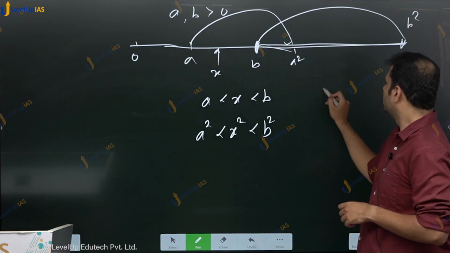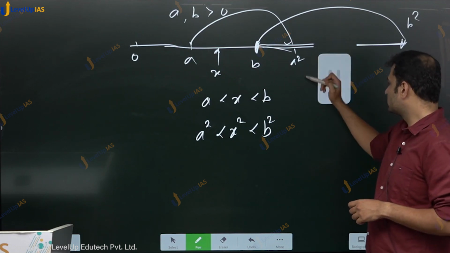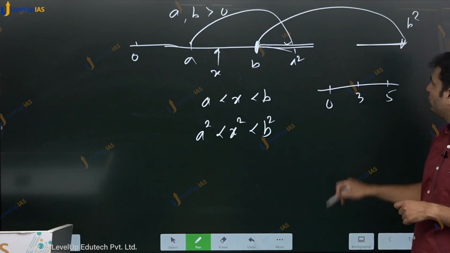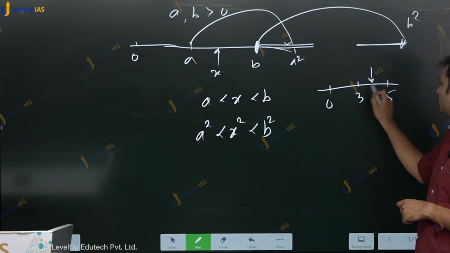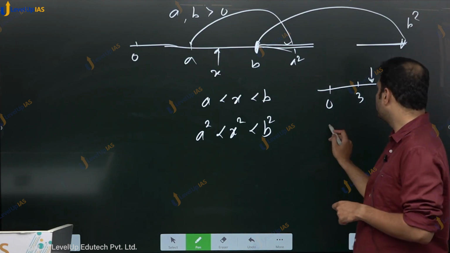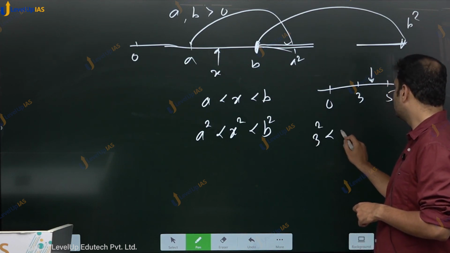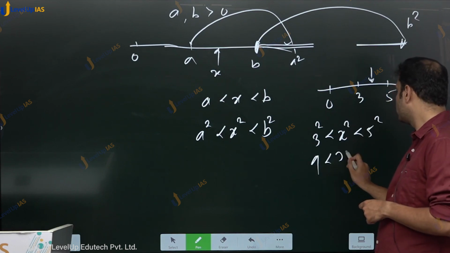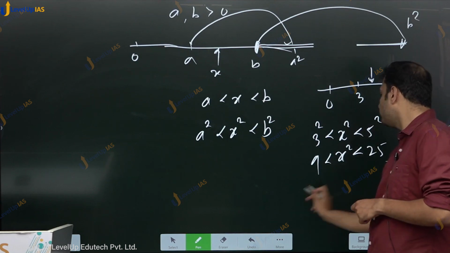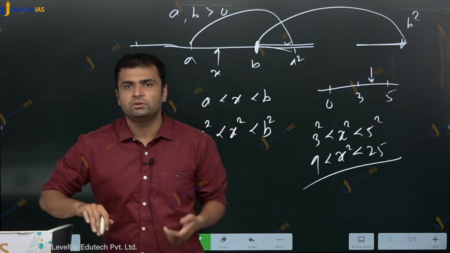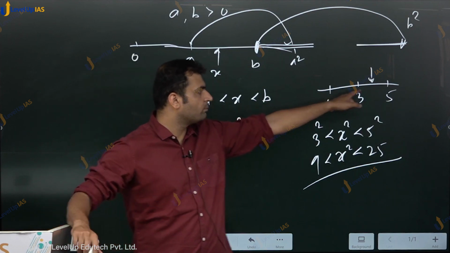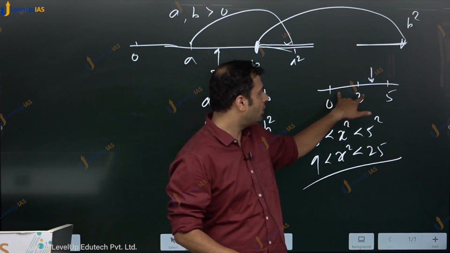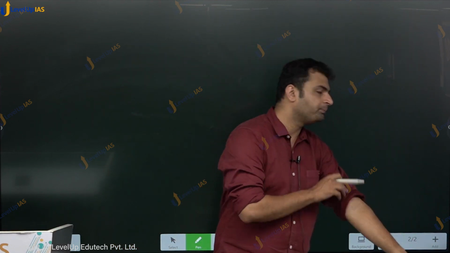For example, we have 3. We have here 0. Here we have 3. Here we have 5. And if you want to talk about squares of these numbers that are in between 3 and 5, then what we will have? 3 square less than x square less than 5 square. मतलब वो जो भी squares है वो 9 and 25 के बीच में ही होंगे. That is what we mean. That is the range of squares of these numbers. Range मतलब छोटे से छोटा वो 9 हो सकता है, बड़े से बड़ा वो 25 हो सकता है. Because all the numbers are between 3 and 5.